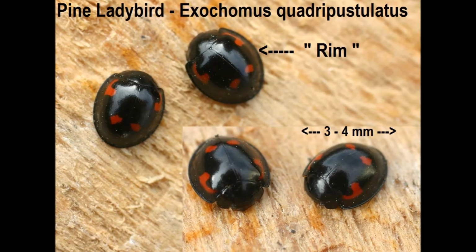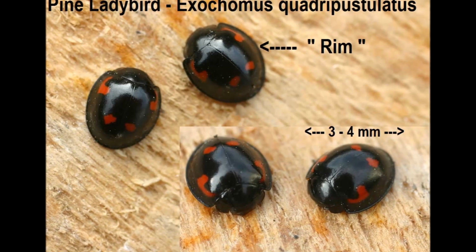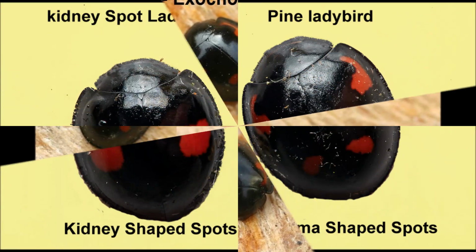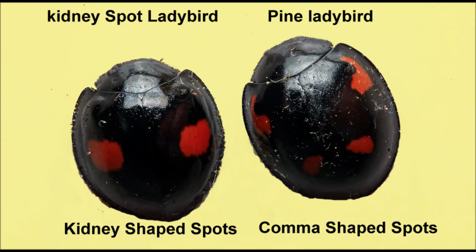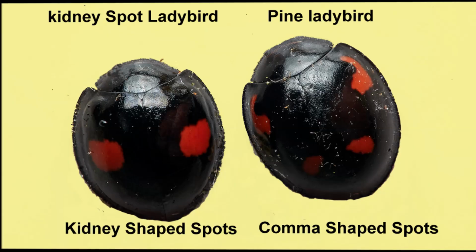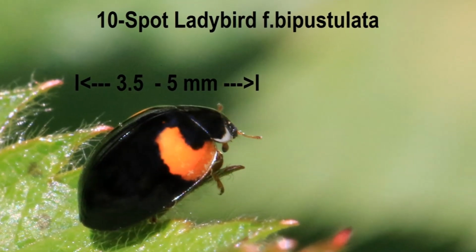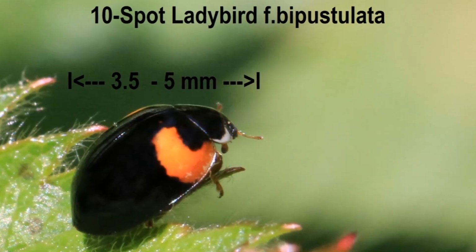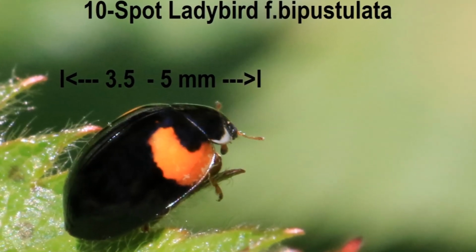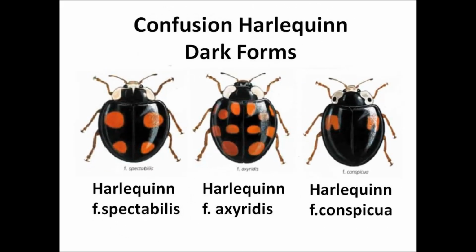In this slide we highlight the kidney spot and pine ladybirds with their distinctive rim flange and distinctive shoulders on the pronotum. Here we have a slide illustrating the dark form of the 10-spot, which may be potentially confused. And finally, if somewhat ironically, confusion with the dark form of its voracious predator, the harlequin ladybird, Harmonia axyridis.